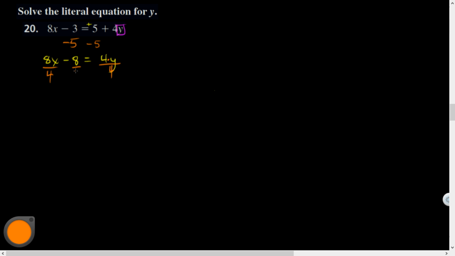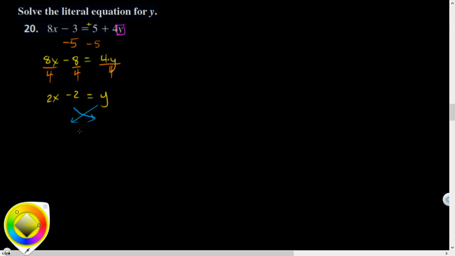And I got to divide everybody by 4. So 8 divided by 4 is 2, but there's still an x there. Negative 8 divided by 4 is negative 2 equals, those 4's canceled out, but it's just y. And let's flip it around, right? Actually, I think my friend Ethan even writes little arrows like this when he does a flipperoo. That's called the symmetric property of equality, by the way.